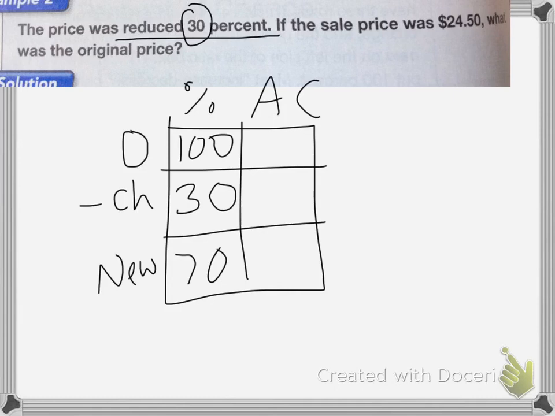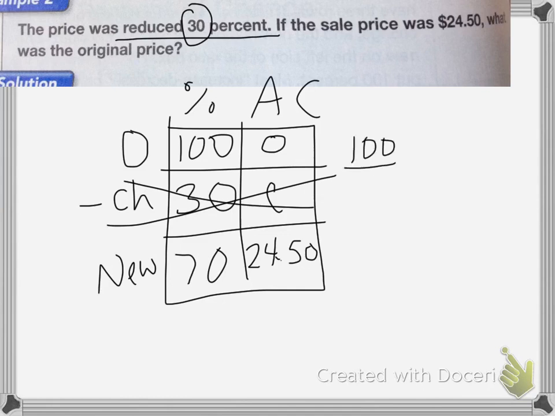I don't know what the original price was and I don't know what the change is, but I do know that the new price is $24.50. Now I can do my proportion, and we're looking for the original price, so I don't need to find out the change. So my proportion will be 100 over 70 equals my original amount over $24.50. I'm actually going to change this letter because that looks too much like a 0. We're going to change it to R.